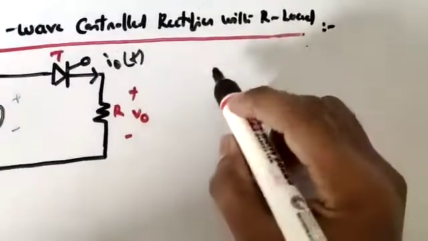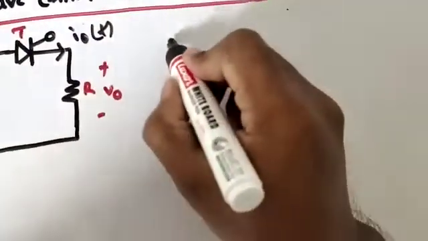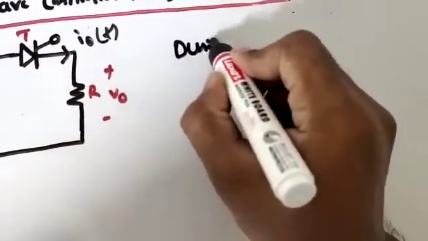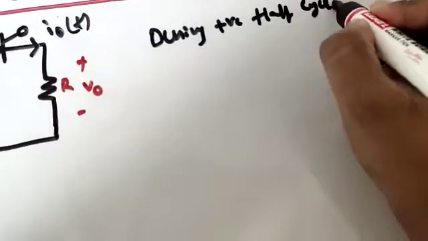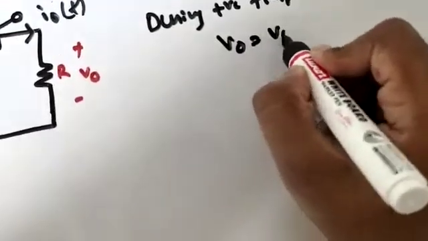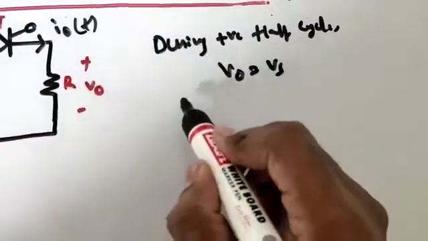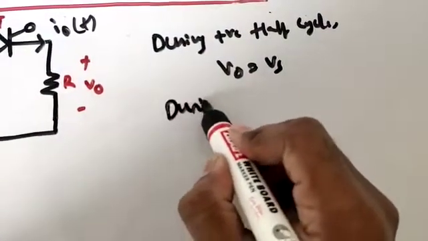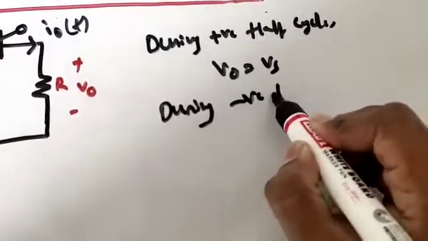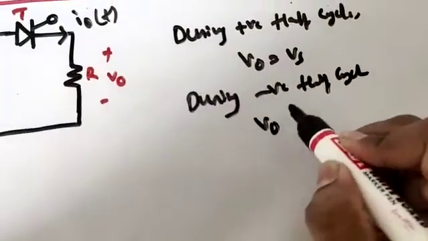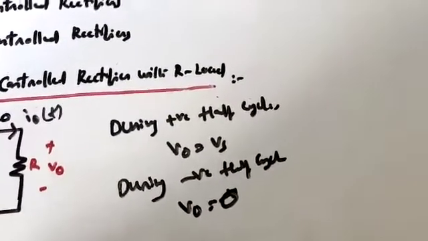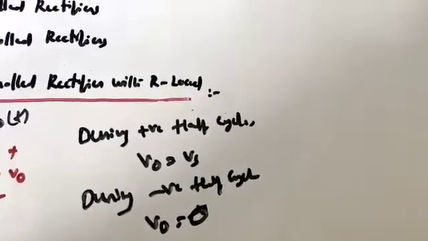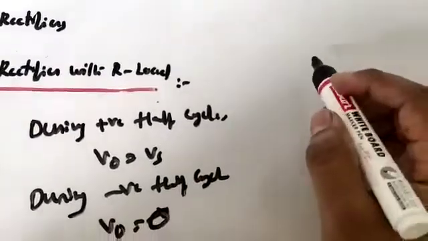So what are the main basics we are having? During positive half cycle, V0 equal to Vs, and during negative half cycle, V0 equal to 0. So let me draw the waveforms, right? See, clearly I am drawing the waveforms here.